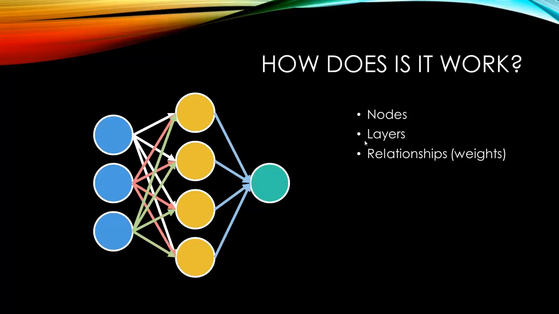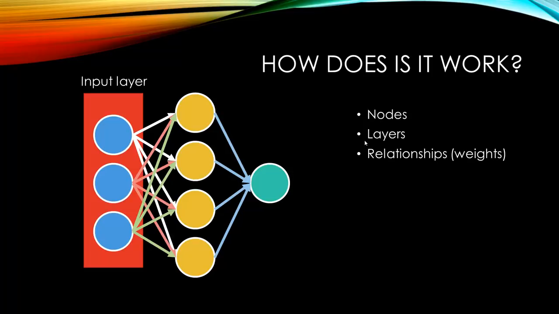These nodes are in layers, okay? The first layer, the layer of blue nodes, is called the input layer. This is where the data is gonna go in. And remember now, this is not a traditionally programmed system with if-then-else logic. We're gonna put data in and we're gonna get something out. And how we get it out is what we're gonna go over now.